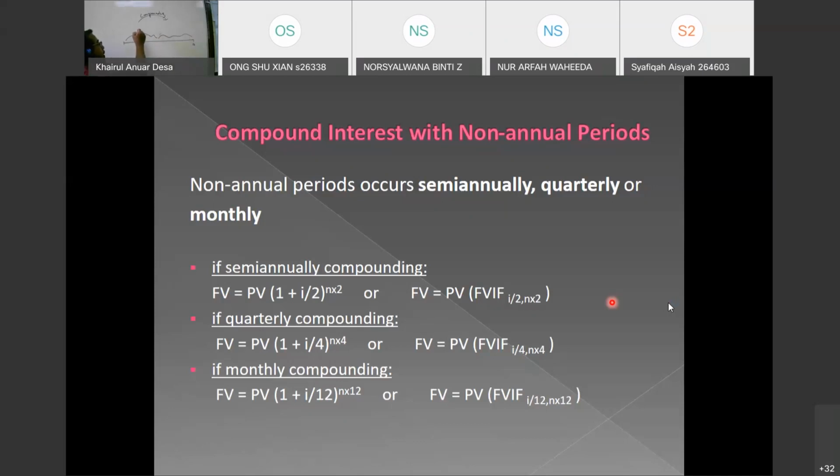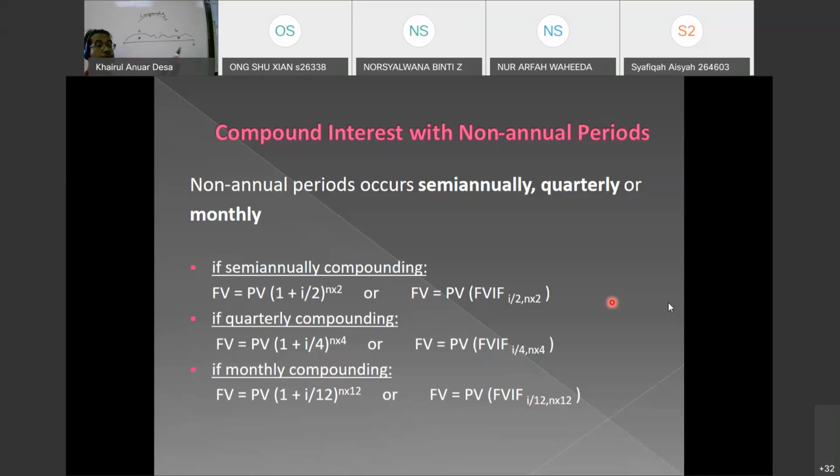This is the semi-annual, every 6 months. So, ada berapa kali? How many times does the interest rate compound? So, ada 2 kali. Di sini ada 1, this is another one, so 1, 2. Every 6 months or semi-annual, so ada 2 kali. Quarterly.